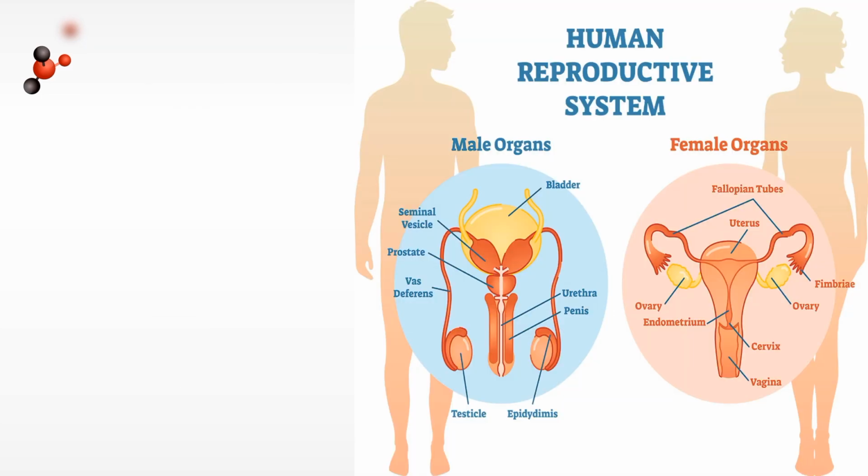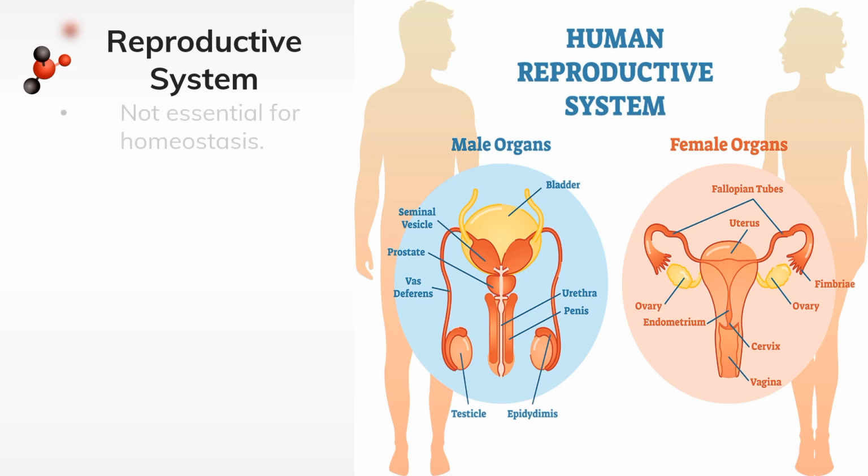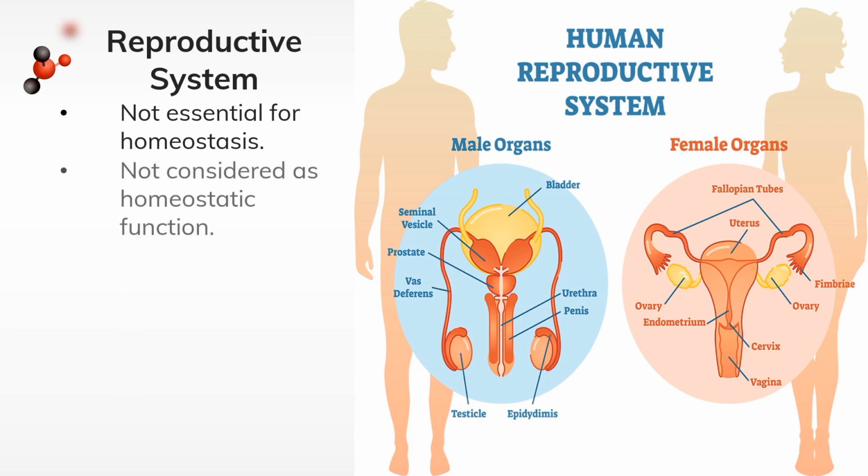Next, there is reproductive system. It contains gonads and related organs. The male gonads are called testes and the female gonads are known as ovaries. The reproductive system is not essential for homeostasis. Therefore, it is not considered as homeostatic function and it is not essential for the survival of an organism.